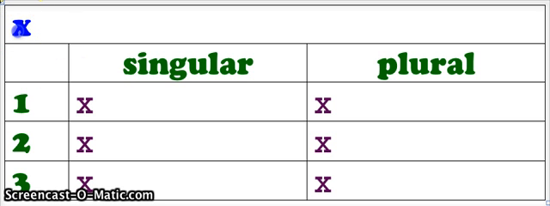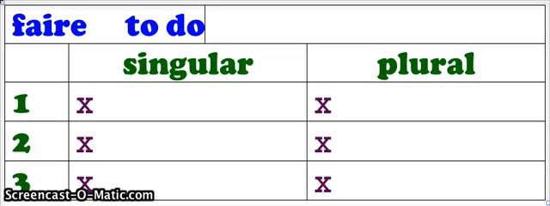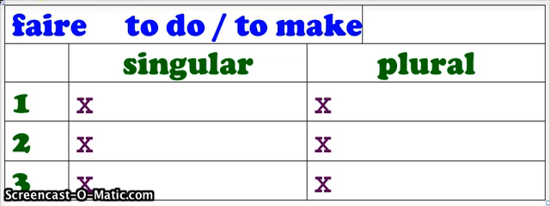All right, let me just spell that out for you. It is faire, F-A-I-R-E. And what does it mean? Well, actually, it's a very handy verb because it can mean two things. It can mean to do. It also means to make. So there you go. It keeps us from having to learn another verb. Quite handy, wouldn't you agree? All right, again, that verb is faire. To do or to make.